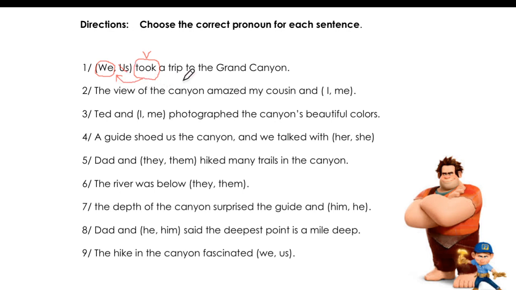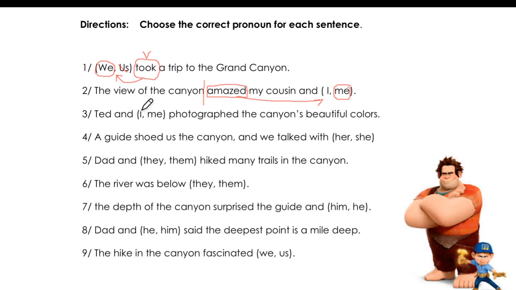The view of the canyon amazed my cousin and I, or my cousin and me. The action verb is here. That means this is the predicate of the sentence. And after the action verb, we use object pronouns. Object pronoun is which one? I or me? Me. Amazed me. The view amazed me.